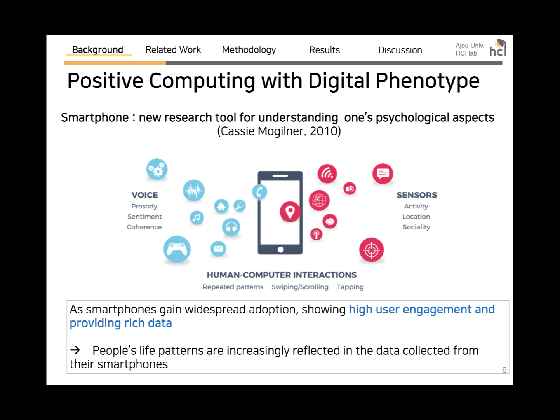With smartphones being used as a new research tool, smartphones have made it possible for researchers to understand people's daily life patterns. And a new concept called digital phenotype has emerged. Digital phenotype means moment-by-moment quantification of the individual-level human phenotype in situ using data from personal digital devices.